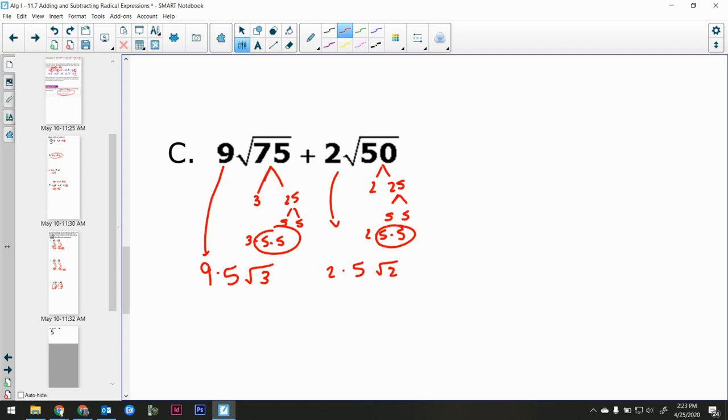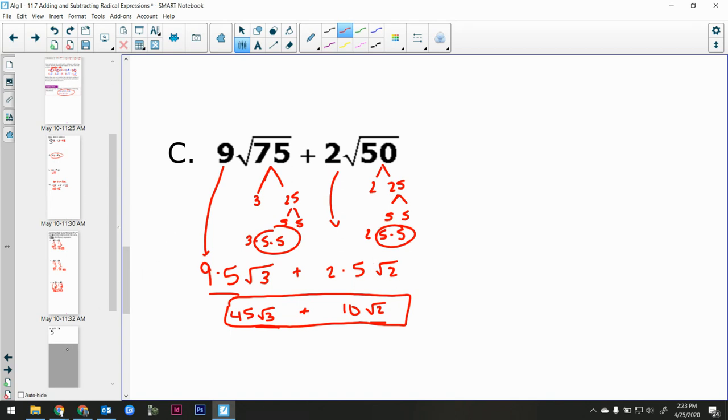Now, here's the deal. Bring down the plus sign. This is 45 radical 3. This is 10 radical 2. But I cannot combine these. So we did something to it. It's not like we didn't do anything, but I just don't have like radical terms, so I can't combine it. It can't be like 55 radical 6 or something like that.